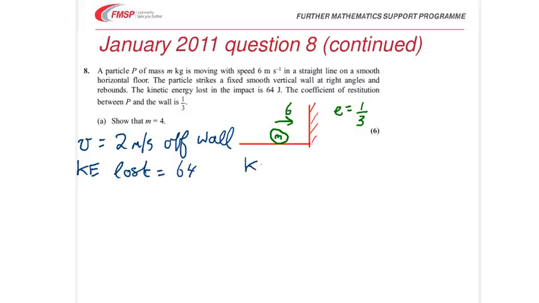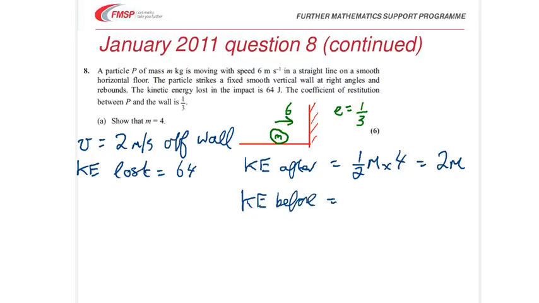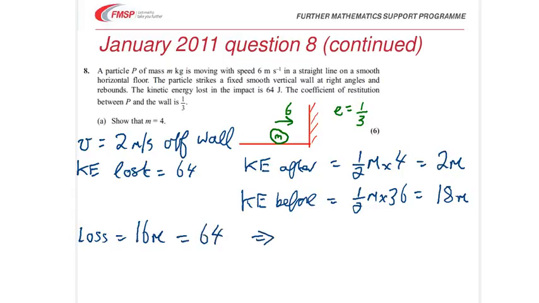Now the kinetic energy after is a half m times 2 squared, a half m times 4, which is 2m, and the kinetic energy before is a half m times 36, which is 18m. So the loss is m times 16, and we know that that's equal to 64 joules. So that gives us m is 4, as required. That's found m is 4 kilograms.